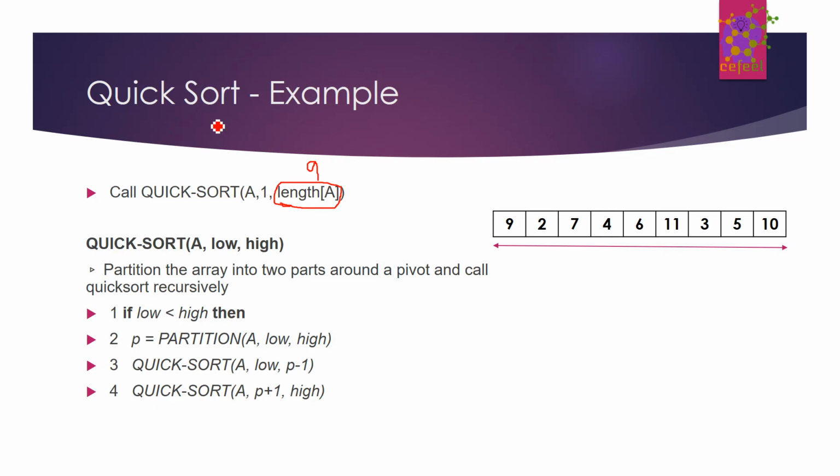Step 1 says if low is less than high. Now in our case low is 1, let me write it down here, high is 9, so low is less than high, which is true. So let's assign it. Low is now 1 and high is 9. High points to the 9th element. What we do is first we call the partition A low high, which means it will call partition A 1 9. Cool. So let's go ahead and run the partition procedure now.